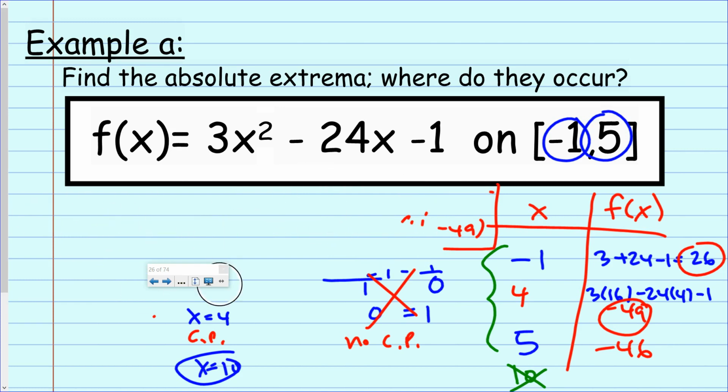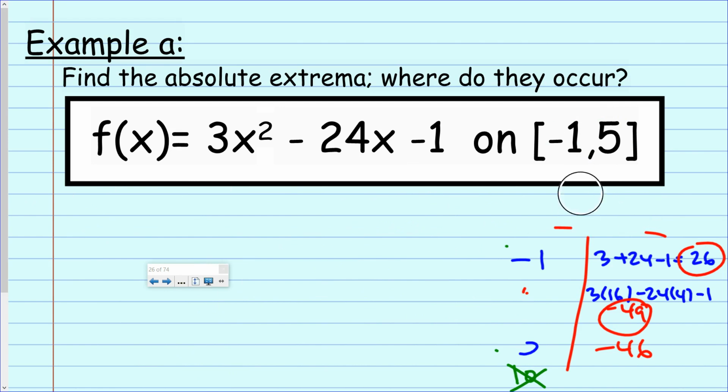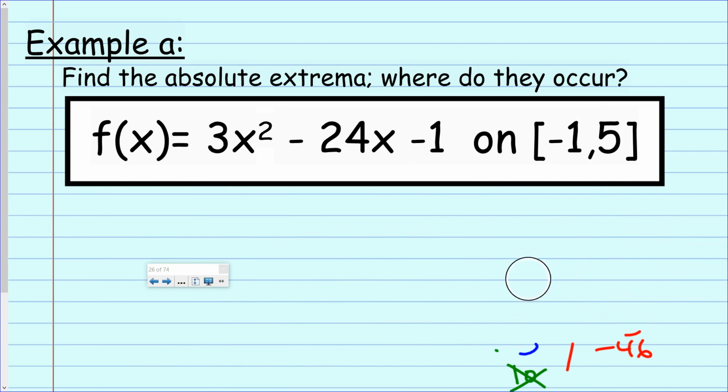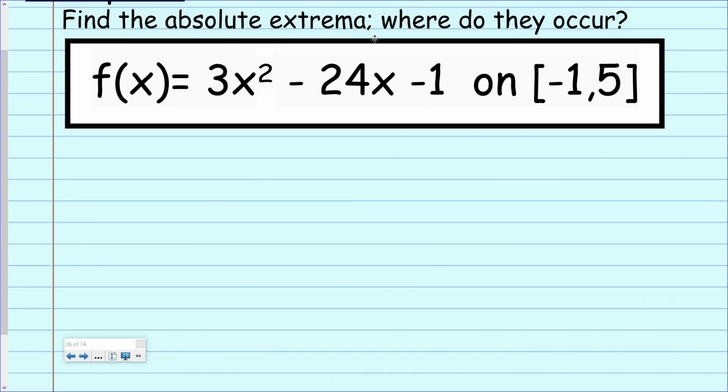Look at number 1, guys. We've got the function 3x squared minus 24x minus 1 on this interval from -1 to 5. Okay, and the question is find the absolute extrema. Extrema is just a fancy word for extremes. Find the extremes. Find the maximum and find the minimum. The first thing we're going to do is take the derivative of this. So the derivative is 6x minus 24.